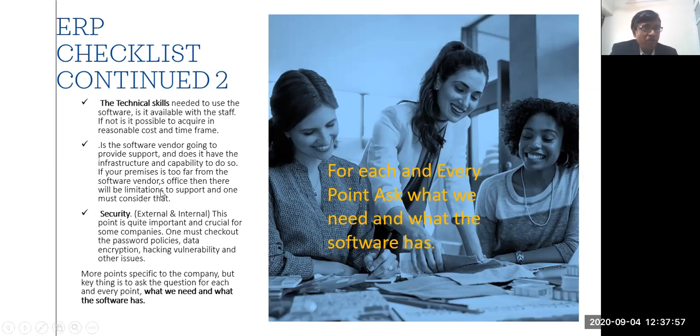If your premises are too far from the software office, then there will be limitations to support, and one must consider that. Suppose you are in one state and your vendor is 400, 500 miles away, so to call that vendor to your place is going to be very costly. So you may only have online support available. Now, many times this may not be an issue, but sometimes it may be. So this point should be considered.